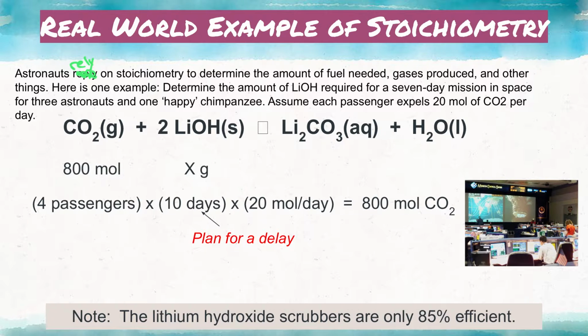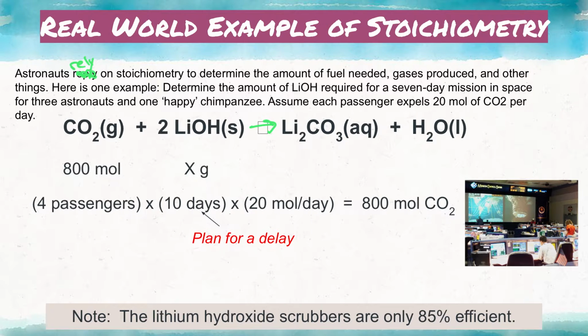Here's a real-world example of stoichiometry. Astronauts rely on stoichiometry to determine the amount of fuel needed, gases produced, and other things. Here's one example. Determine the amount of lithium hydroxide required for a 7-day mission in space for 3 astronauts and 1 happy chimpanzee. Assume each passenger expels 20 moles of CO2 per day. So the chemical equation looks like this. The balanced equation looks like this.